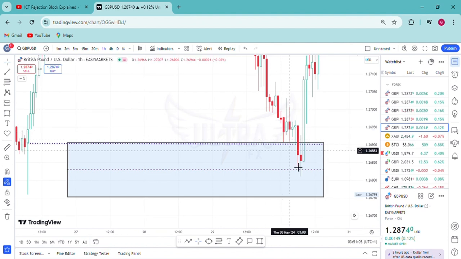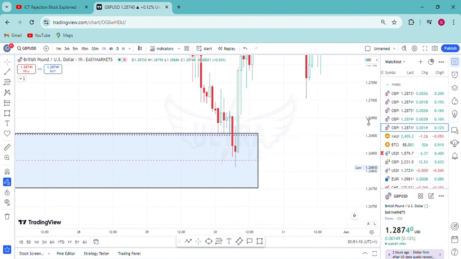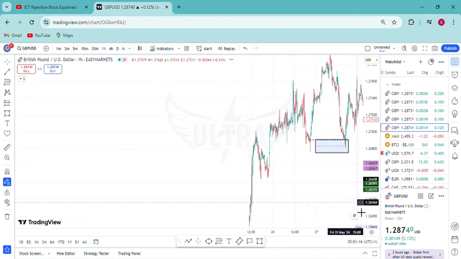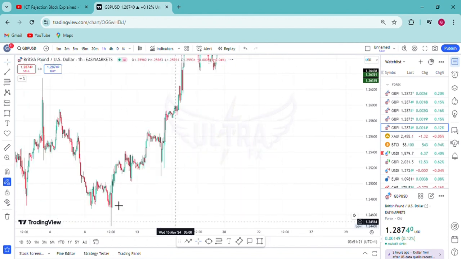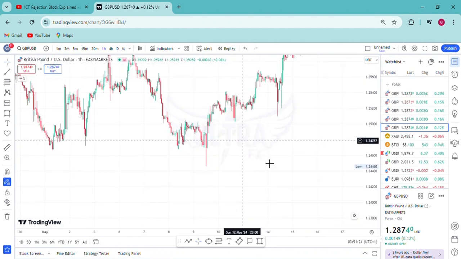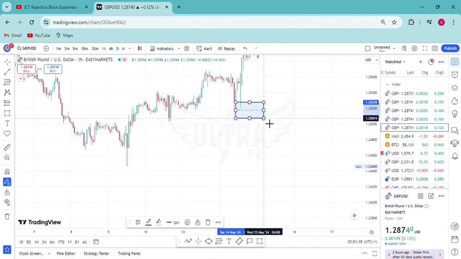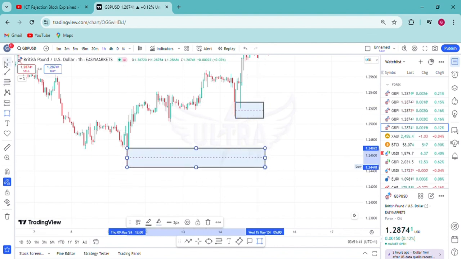Now price enters that rejection block and rallies to the upside, scared of that area also. So what other proof do we have? We have rejection blocks here too. Let's cite rejection blocks. So this is one rejection block here. This is a rejection block. This is also a rejection block. You can see this area right here.